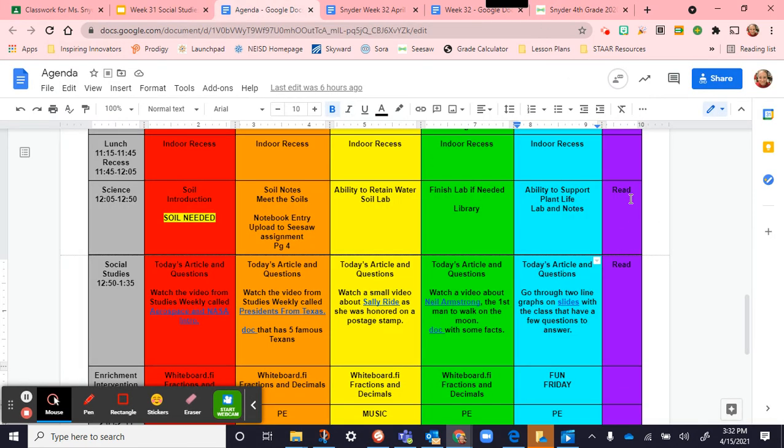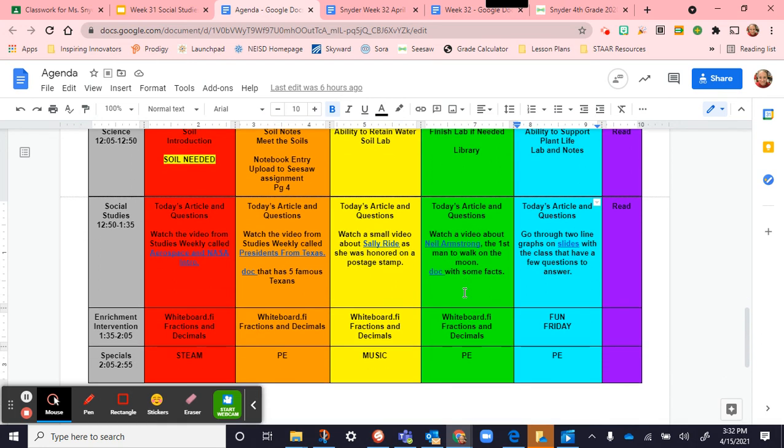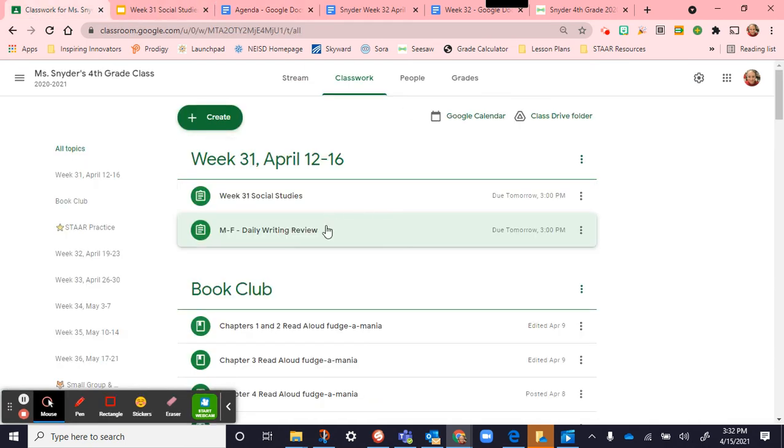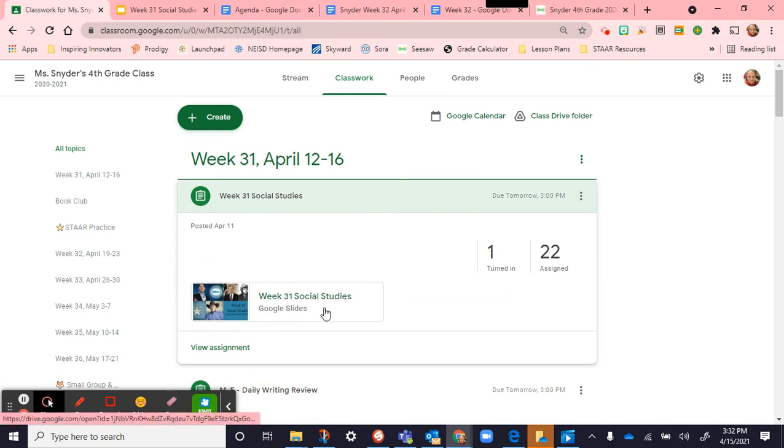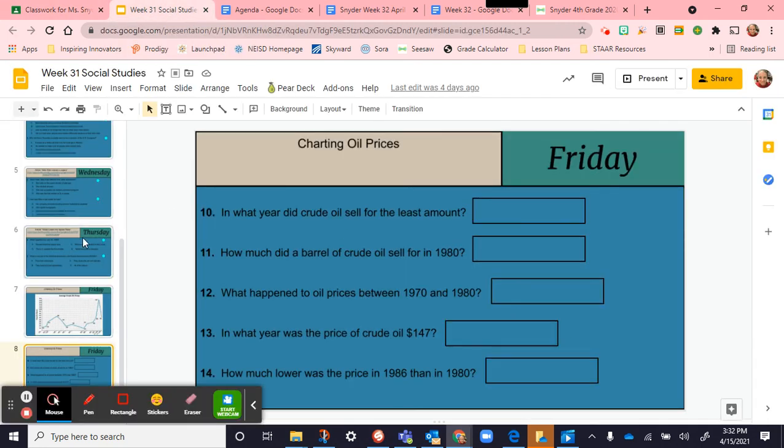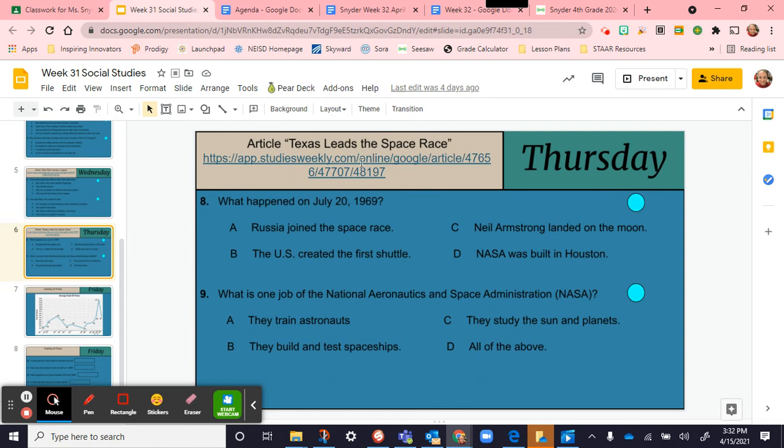All right. We had library after that, and then for social studies, we were talking about, where is it? Here, social studies. Click on your week 31, and you can read about traveling to the moon and all about NASA. And Thursday's page, the article is right here, Texas leads the space race. So what happened on July 20th, 1969, and then what is one of the jobs of NASA? Go ahead and fill in that.